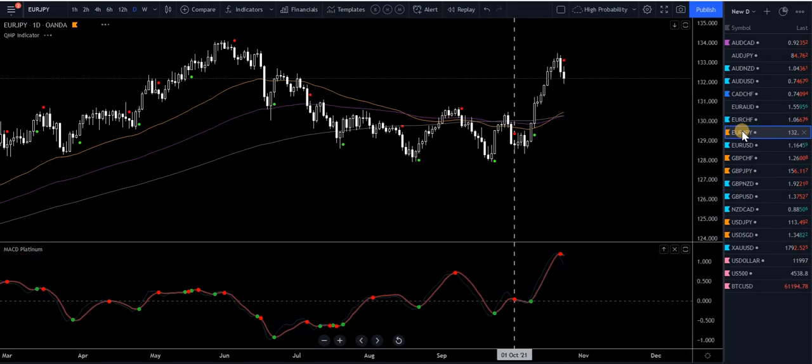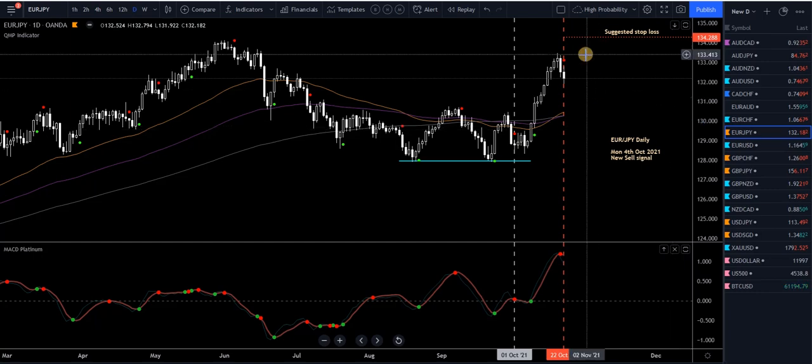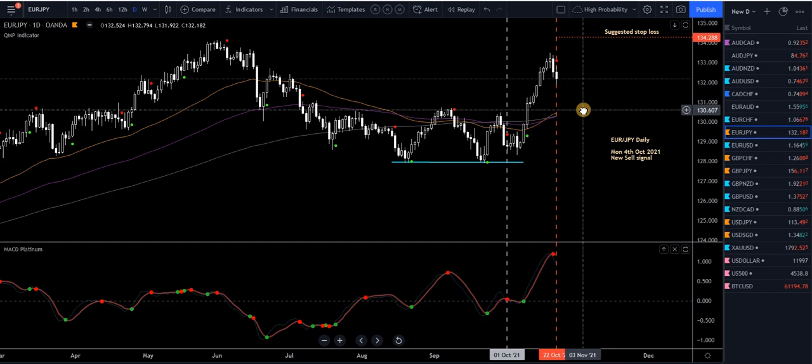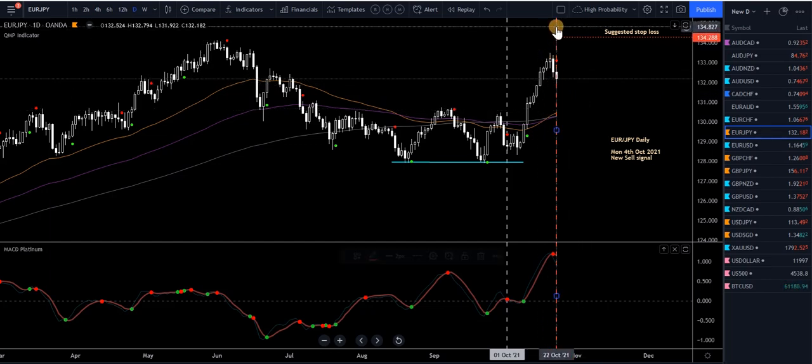Euro Yen, it's always one trade. It's highlighted in orange, which means a new trade signal. I've already started to mark it up. Looking for a sell on Monday. The good thing about, all right, let's just move this line out of the way.